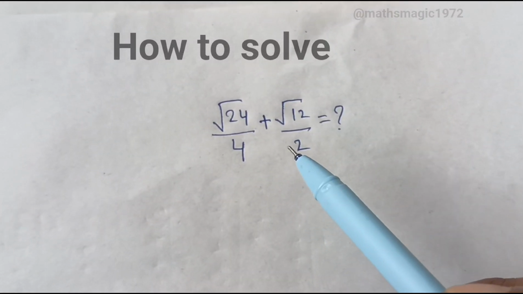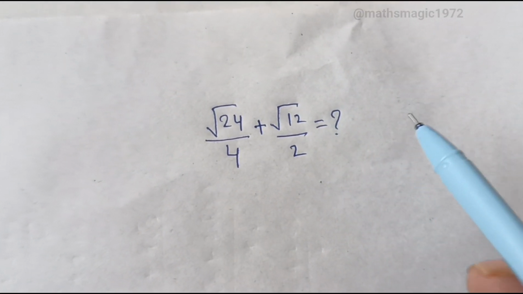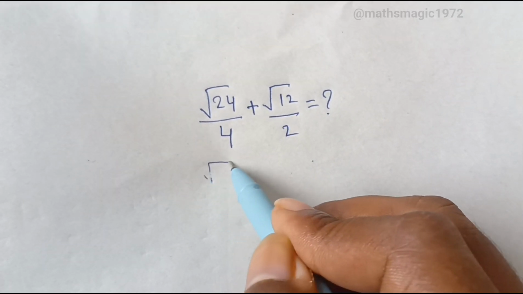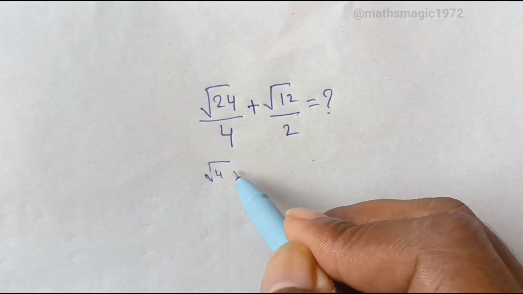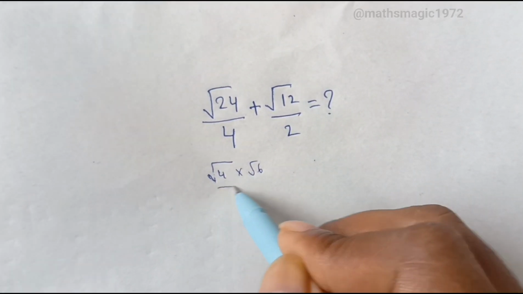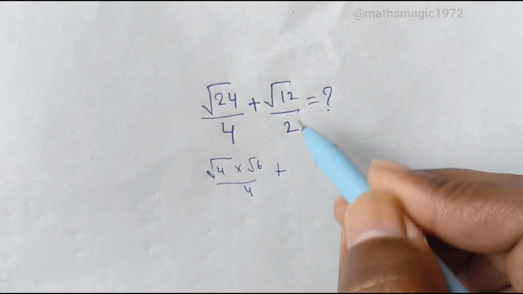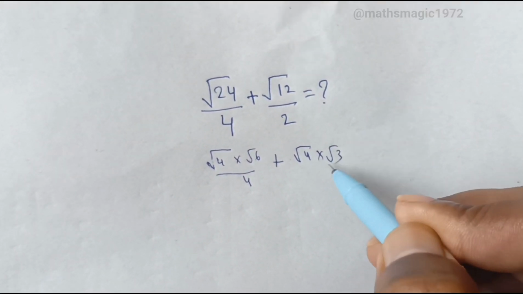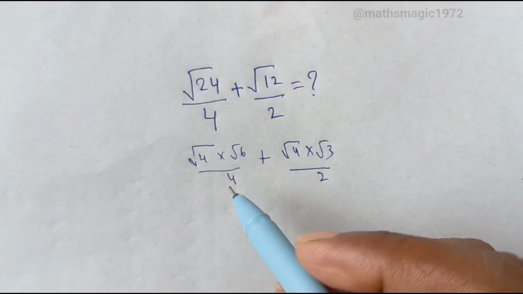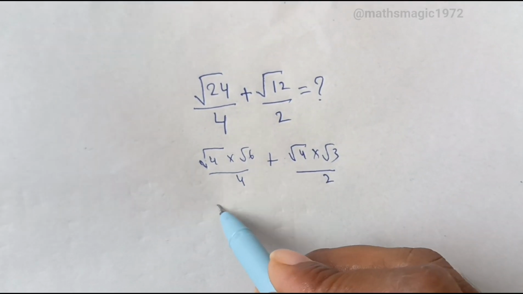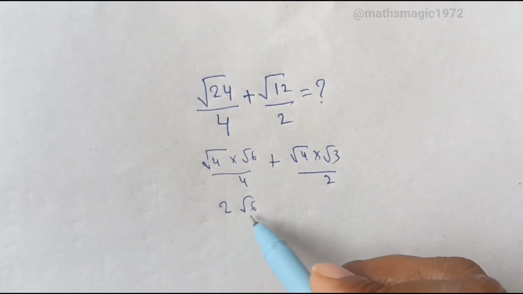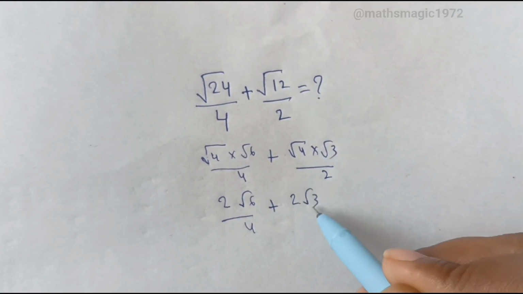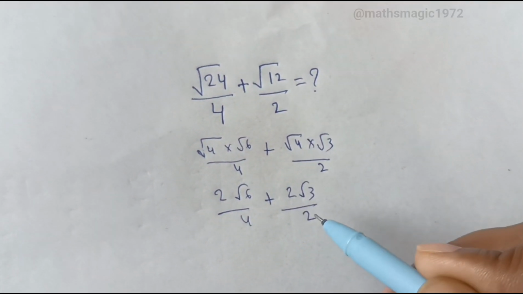√24/4 + √12/2 is equal to question mark. Here, √24 we can write as √4 times √6 over 4. √12 we can write as √4 times √3 over 2. We know the value of √4, so √6 over 4 plus √4 value times √3 over 2.